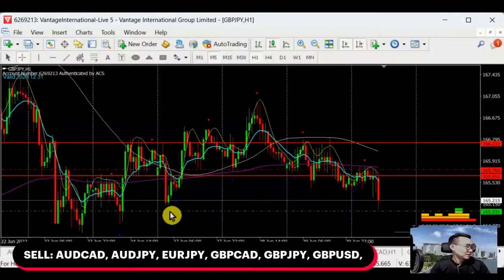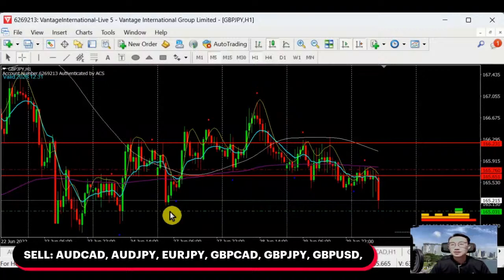Good job. Let's see. Pound yen probably. Let me see. M30, we still have another 2 minutes to go. After it tested the support here.